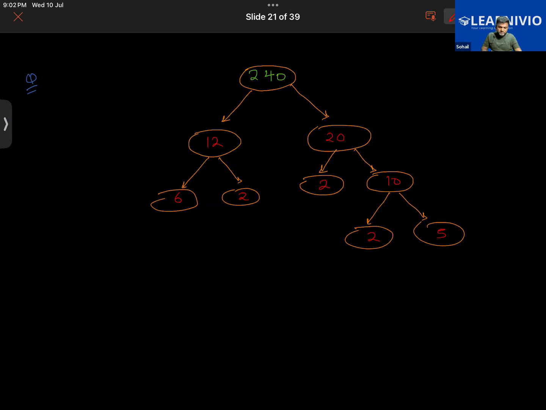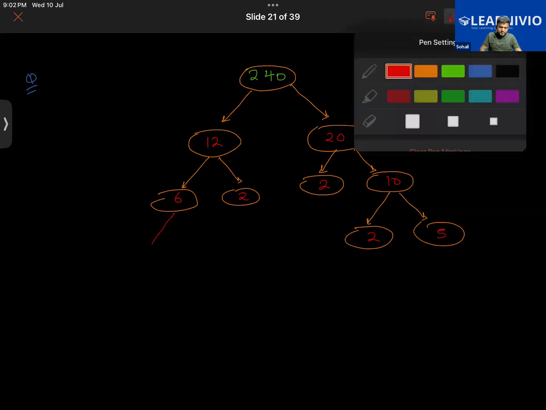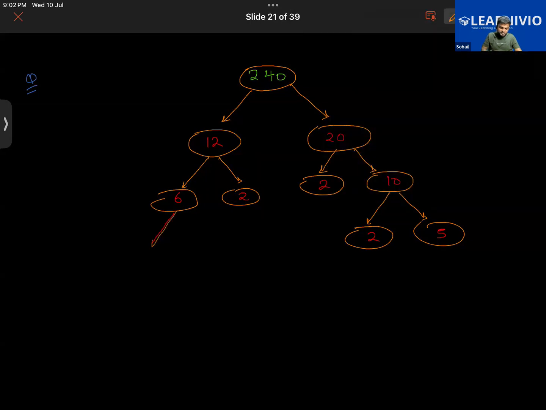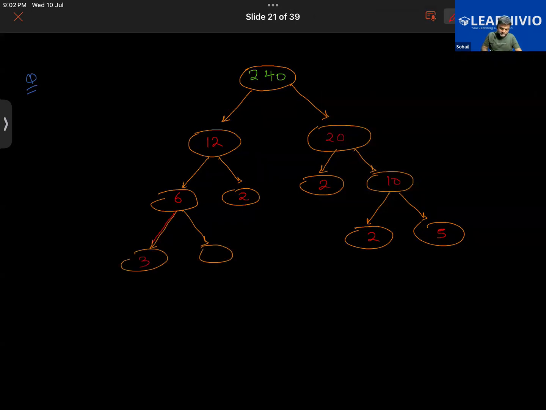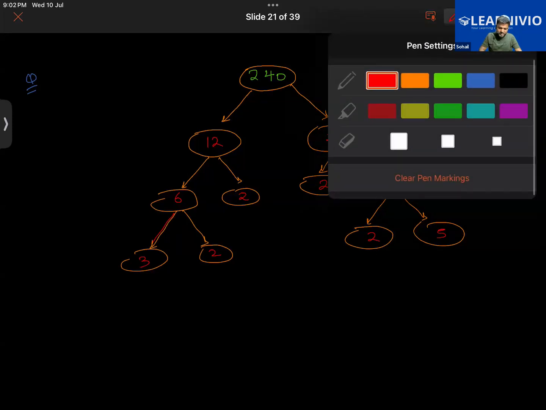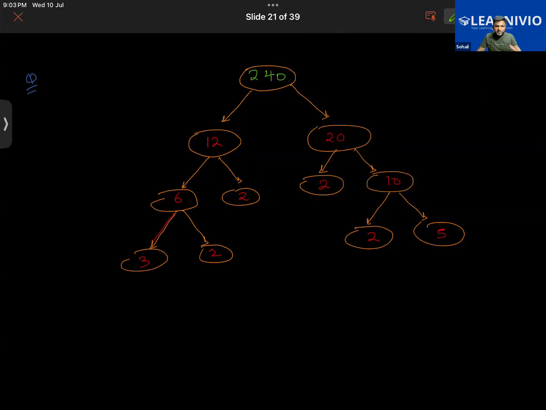Then what about this 6? 3 twos are 6. Very good. So now at the end we have got prime numbers, right? Getting it. So it is 3 multiplied by 2 multiplied by 2 multiplied by 2 multiplied by 5.